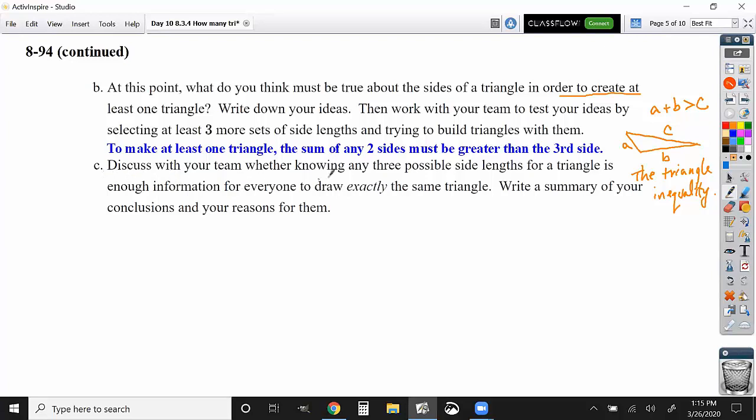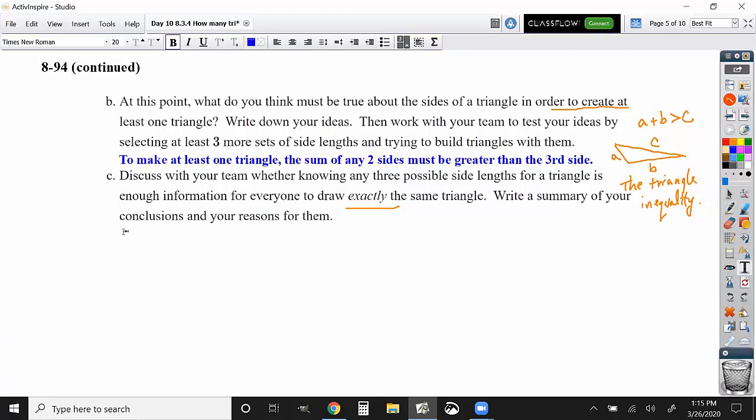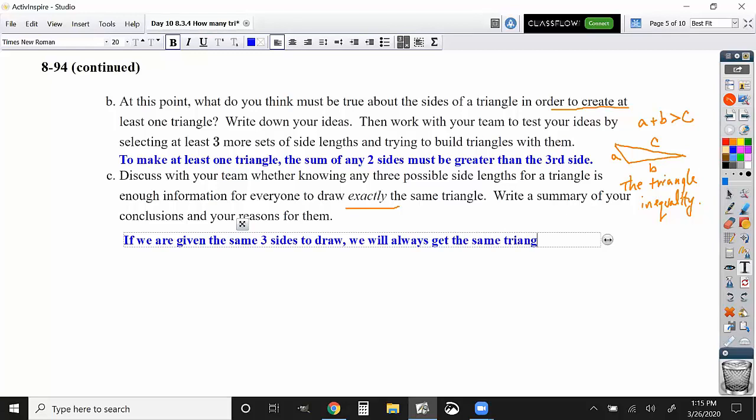Part C, discuss with your team whether knowing any 3 sides of side lengths for a triangle is enough information for everyone to draw exactly the same triangle. Write a summary of your conclusions. So my answer to that one, I would say something like this. If we are given the same 3 sides to draw, we will always get the same triangle.